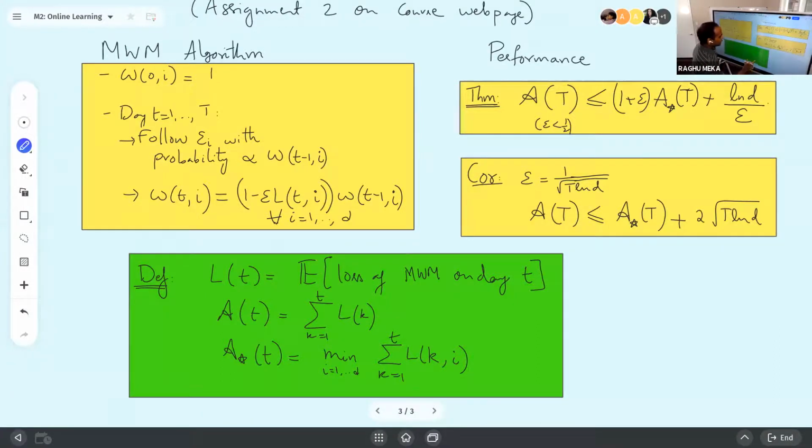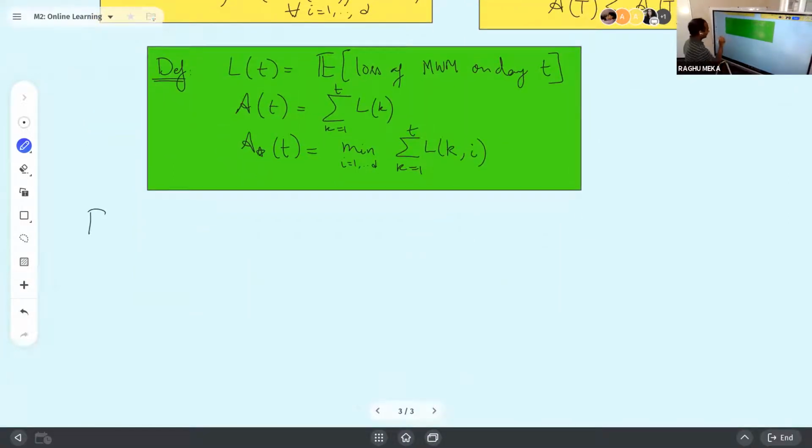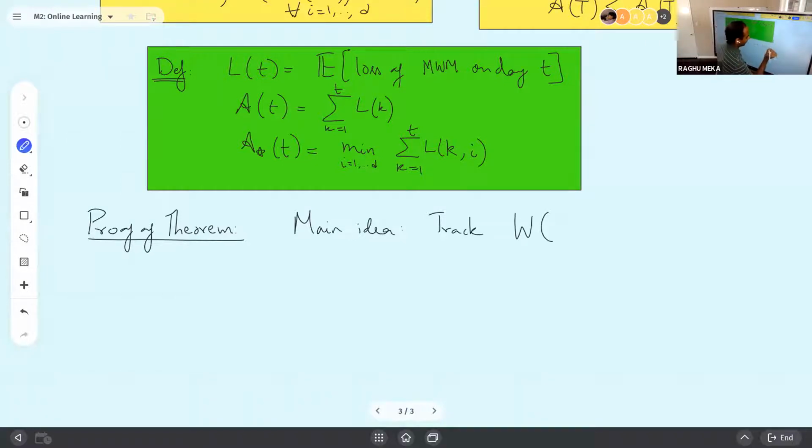Okay, so let's try and show this. The proof is actually very similar to what we did in the analysis of the weighted majority algorithm. It goes via potential, and in fact the same potential. The main idea: track W of t, which is the summation of the weights.